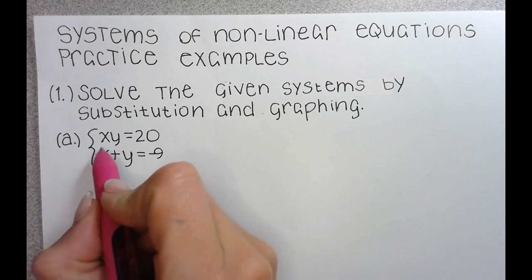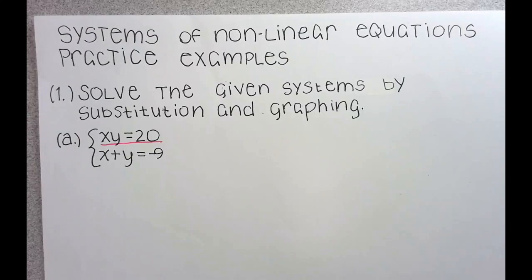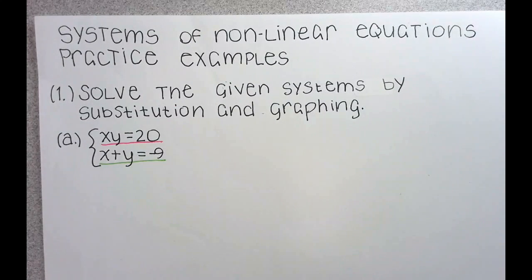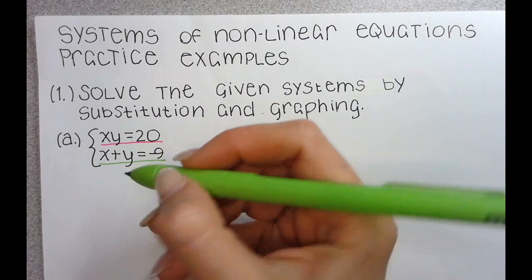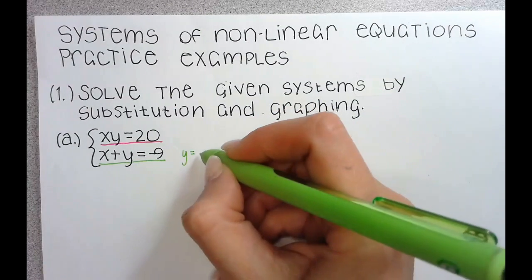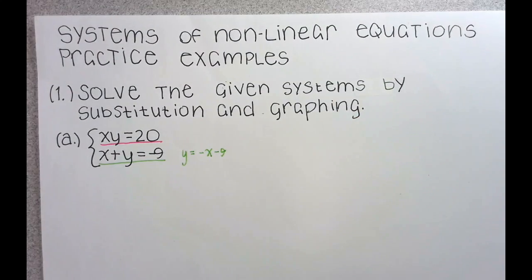So this first one you should be able to recognize as a rational function or the reciprocal function, and this right here is a linear. You can just go ahead and graph them if you wanted, but we're going to solve by substitution first. So I'm going to solve for y over here. Really, you have so many different ways you can do this. So y is equal to -x minus 9, and now I'm going to substitute that into this other equation.